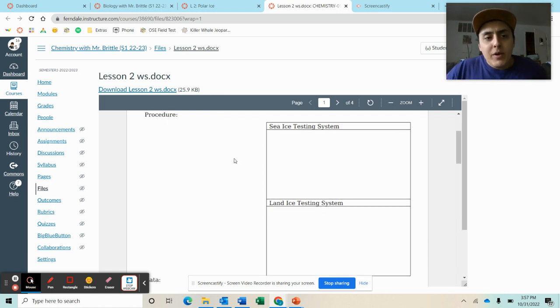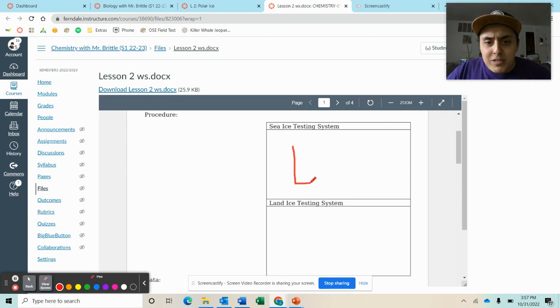So basically what you're doing here is writing the procedure for it. Remember to include the part where we waited a couple days to see what our results would be. Your sea ice testing system, you're drawing that system from a side view for what that looks like.